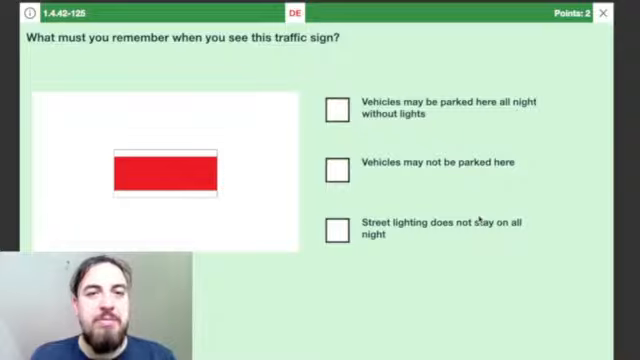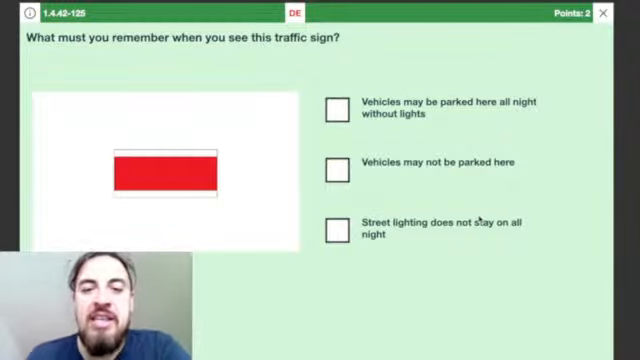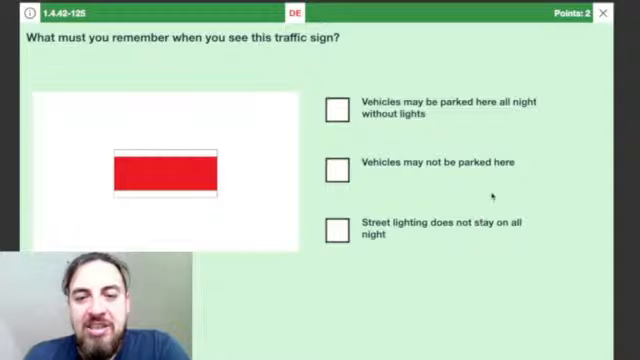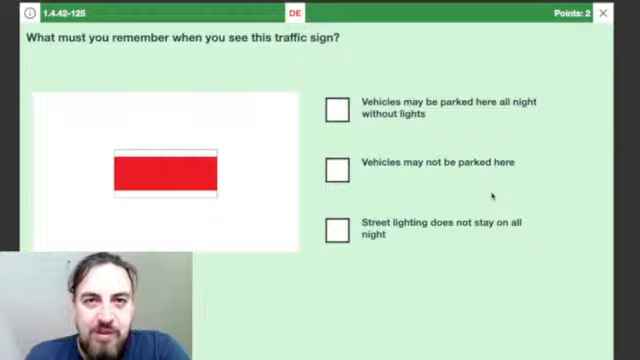What must you remember when you see this traffic sign? Vehicles may be parked here all night without lights. Vehicle may not be parked here. Street lighting does not stay on all night. All right, that is not that common, and you have it normally at traffic lights or street lights, better said. So it is the last one.